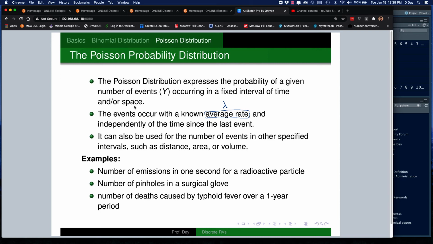But notice that each one of these has an interval. The first one has a 1 second interval, so the number of observations seen in a 1 second interval. The number of pinholes in a surgical glove is more of an area problem, specifically surface area. You count the number of pinholes you find on a surgical glove. You might not want to do it across the whole glove, but that's neither here nor there. The number of deaths caused by typhoid fever over a 1-year period: the 1-year period is our interval of time, and we want to see how many instances we see of this thing. All right, so it's Poisson.